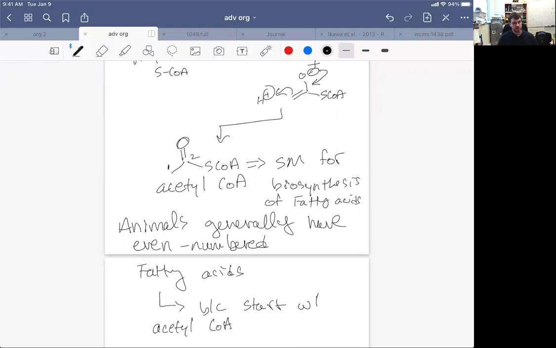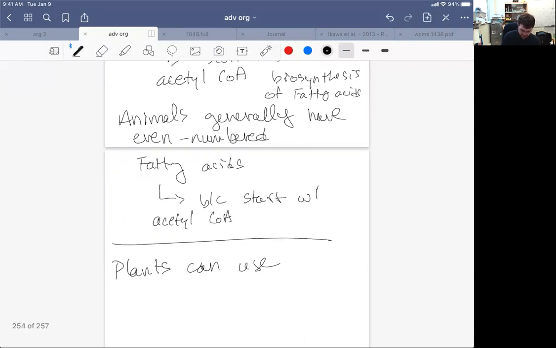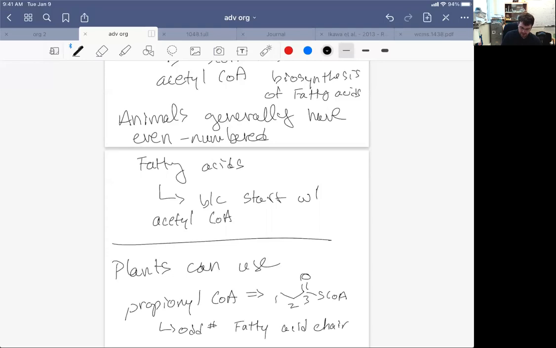as a starting material, leading to odd-numbered fatty acids. So plants can sometimes use, instead of acetyl, they can use propionyl CoA, which looks like this, and now has 3 carbons. And so you can get an odd-numbered fatty acid chain. Okay, so interesting feature, but we're going to assemble these 2 at a time, just like we cracked off 2 at a time in the beta oxidation pathway.